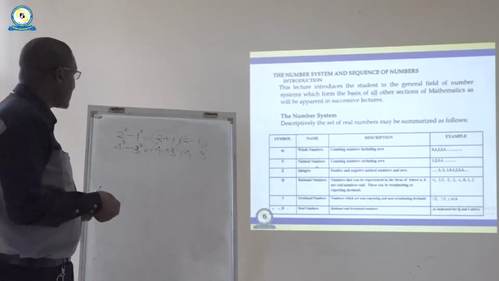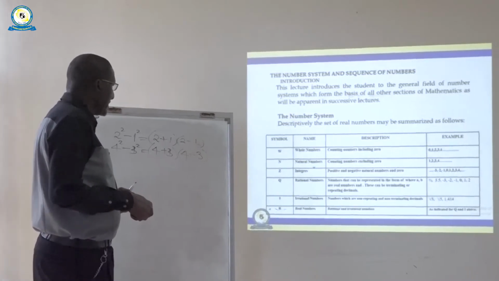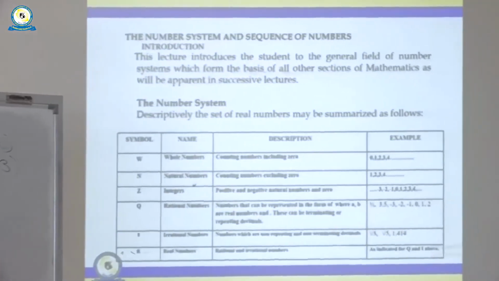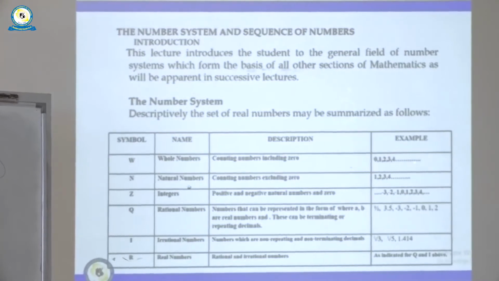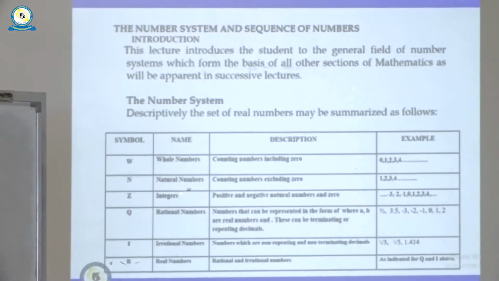We have some symbols. W implies the whole numbers. These are counting numbers including 0, like 0, 1, 2, 3, 4, etc. N implies the natural numbers, counting numbers excluding 0, starting with 1, etc. Z is the integers, positive and negative natural numbers including zero. For example, ..., -3, -2, -1, 0, 1, 2, 3, 4, etc.